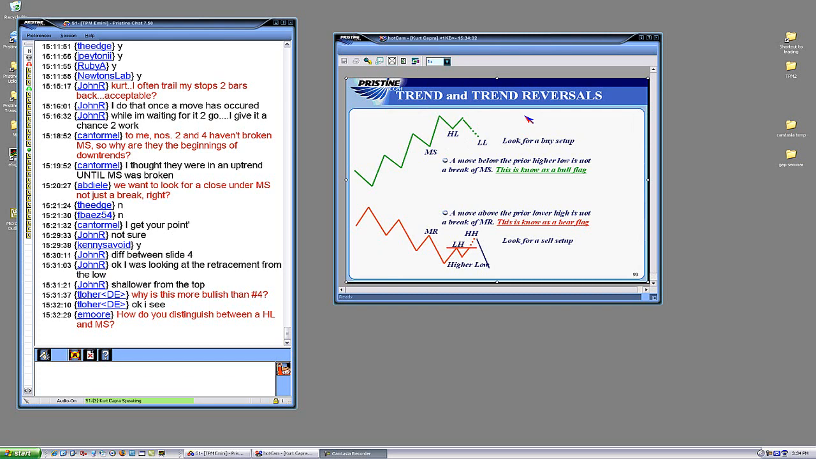You see that? So, again, if this made a higher high, this would have been a higher low and major support. But because it did not make a higher high, it's just a higher low. It's not major support.